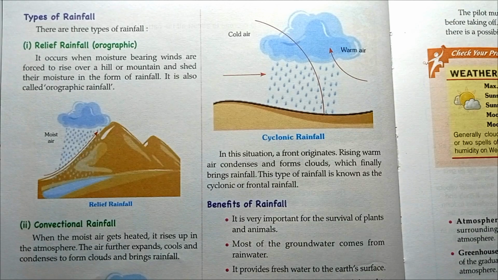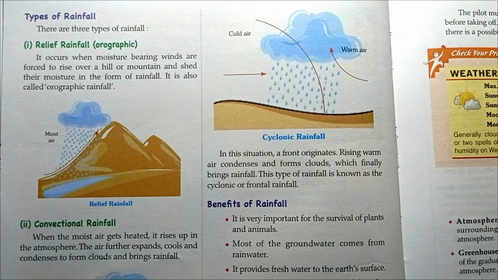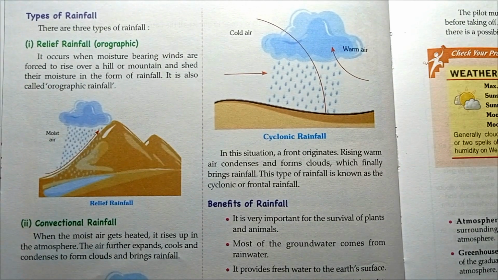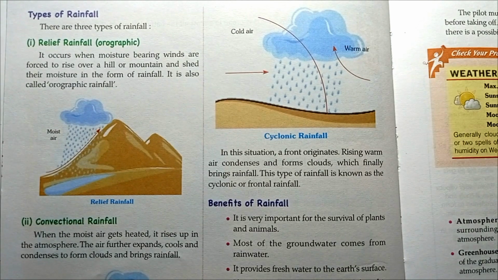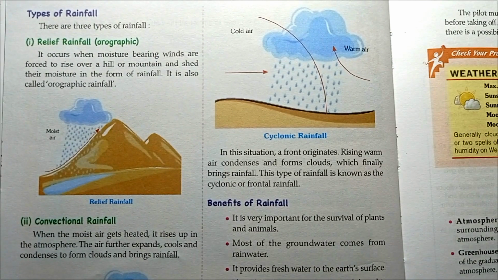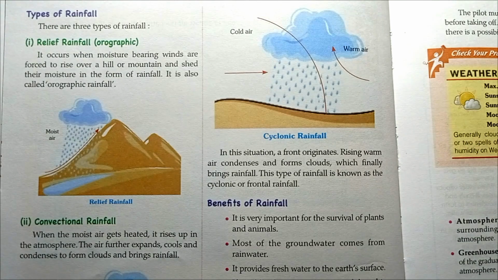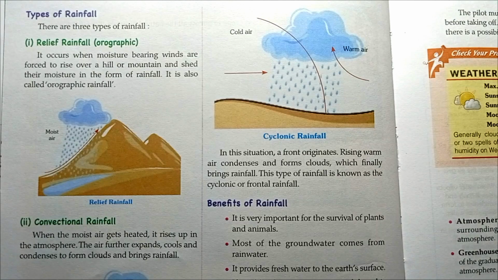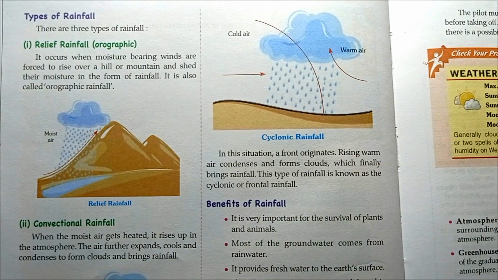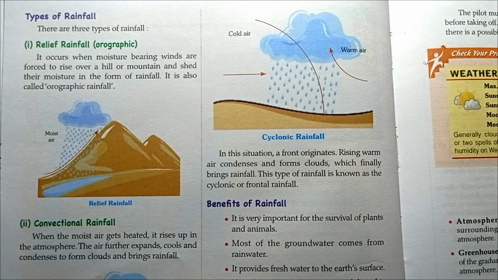Rainfall is over. Now we will talk about types of rainfall. Students, there are three types of rainfall. First is our relief rainfall. Relief rainfall is formed when air is forced to cool when it rises over relief features in the landscape such as hill or mountain. As it rises, it cools, condenses and forms rain. Relief rainfall is also known as orographic rainfall.